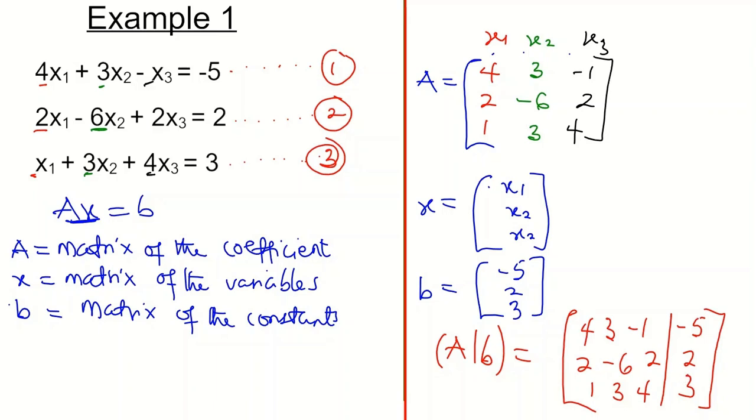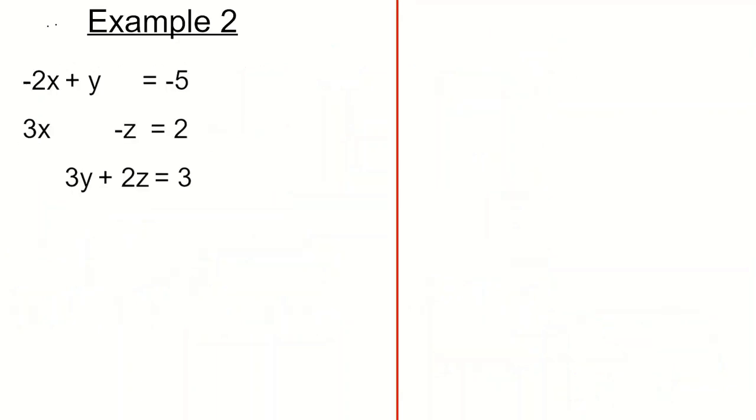And so we'll move on to our next example, that is example 2. In example 2, we have -2x plus y to be equal to -5. So we can label this one as equation 1. And then we have 3x minus z to be equal to 2. So we can label this one as equation 2. And then the next one, 3y plus 2z to be equal to 3. And so we can label this one as equation 3.